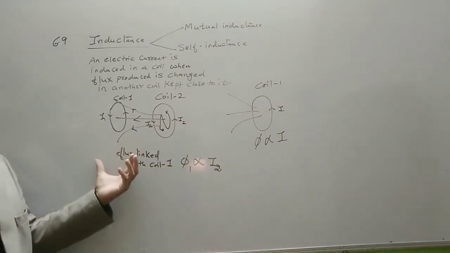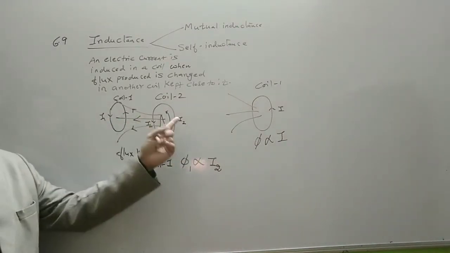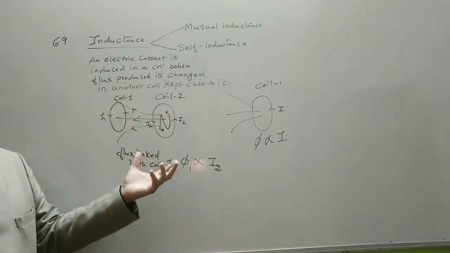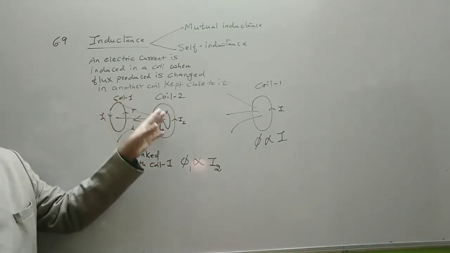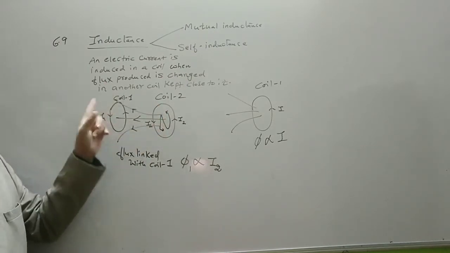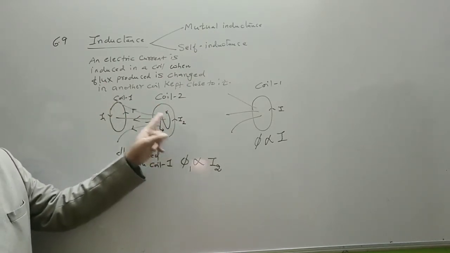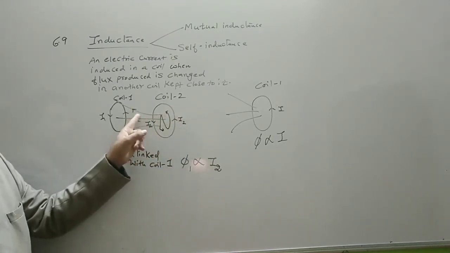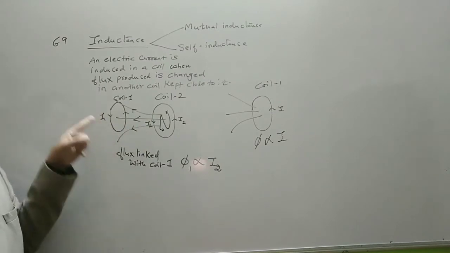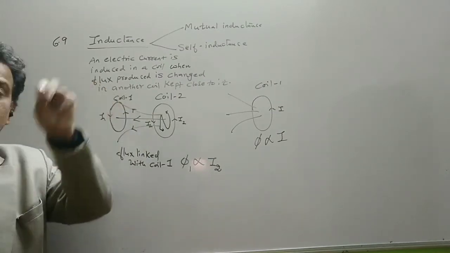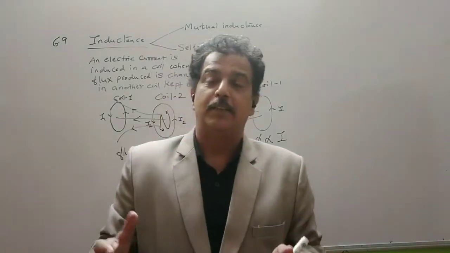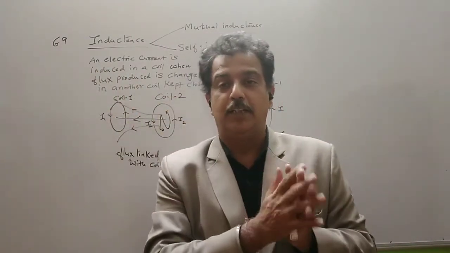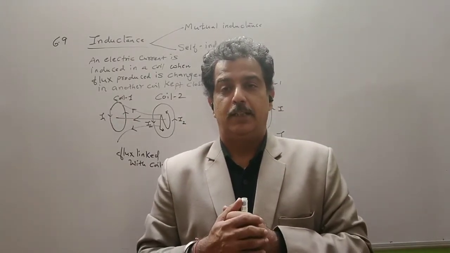Here the thing is different. You set up a current in coil 2. Coil 2 produces the flux. That flux is linked with coil 1. Now if I change I2, the flux will increase. Suppose I increase I2, the flux will increase. So I will say the flux linked with coil 1 increases. So the current induced in coil 1 will also increase. So it is like this. We set up one thing in one coil and induction takes place in another coil. That is mutual inductance.